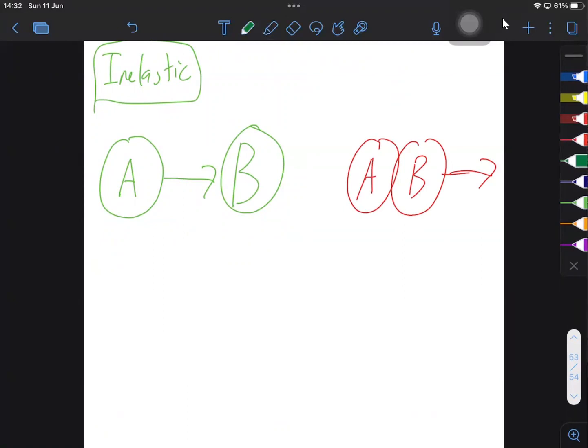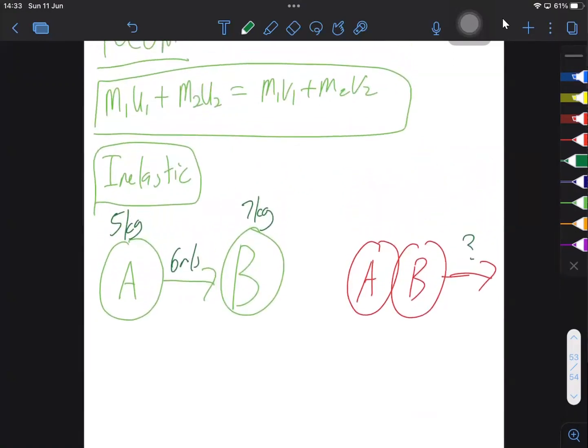Okay, so a very common example will be this. Everyone, I want you to do your calculation. Assuming the mass of A was 5 kg, moving at 6 meters per second, and the mass of B is 7 kg. Find me what's the speed here. How do I do it? Oh wait, I gave you the formula already, right? Everyone, I'll give you 2 minutes to solve this. Tell me what's the answer.